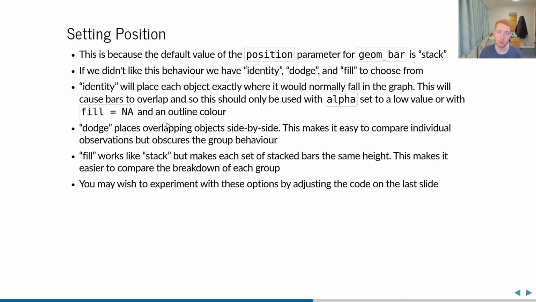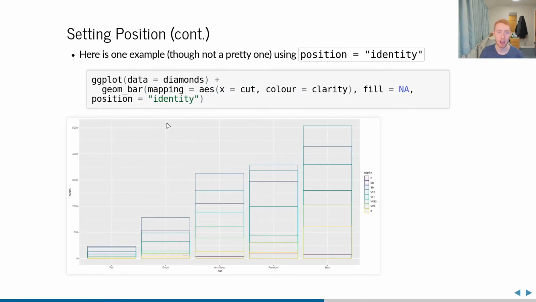You can experiment with these by kind of messing around with the previous code. One example, using position equals identity, is something like this. It's really ugly. We set fill to NA to get rid of the fill, and the color to be the clarity. And the position identity means plot things where they would have originally been. And so we now have these overlapping boxes here. So like I1 is a small box here, then we have some large boxes over the top. You would rarely want to do this, but just in case, the option is there.